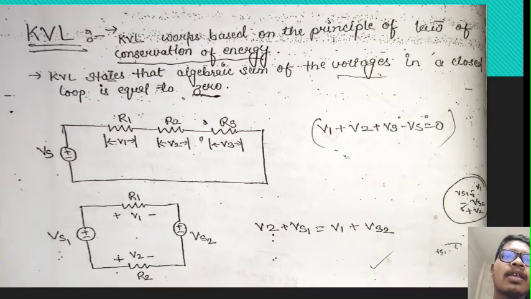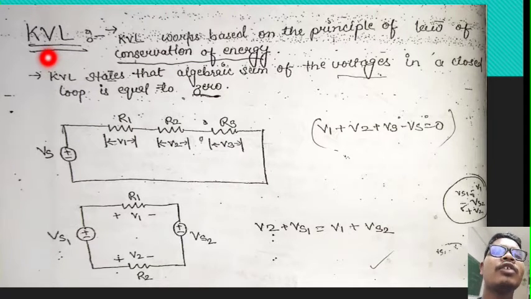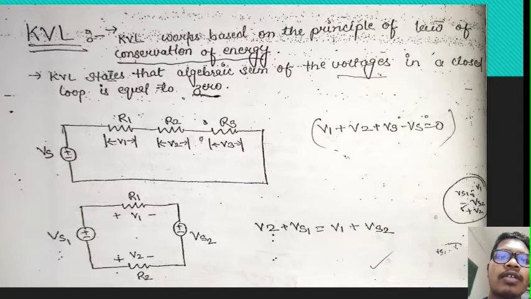Now comes the KVL. What is KVL? Why do we need this KVL equation, or KVL formula, or this law? This law is very important. We need this law because we need to solve for the voltage sources connected to a network. If we want to find one voltage source from a looped network, then we need this KVL formula or KVL law.